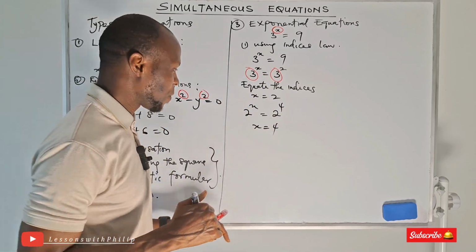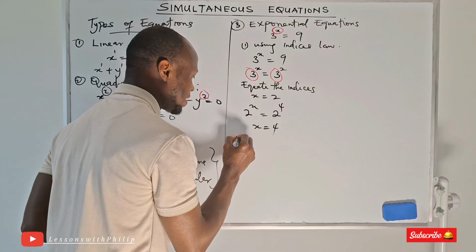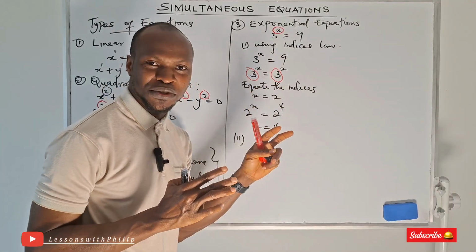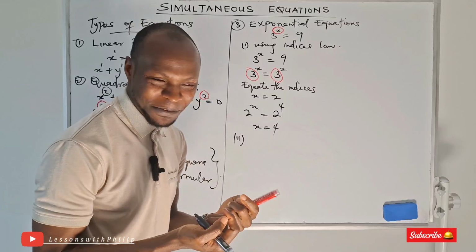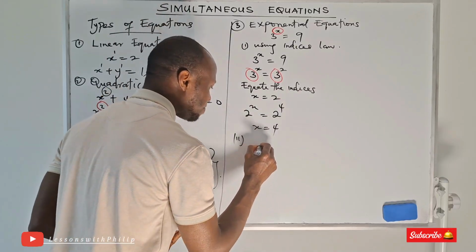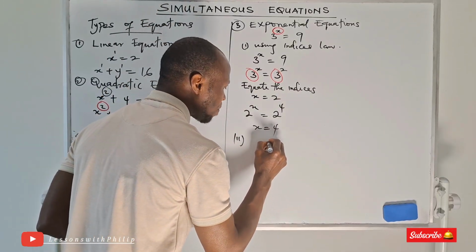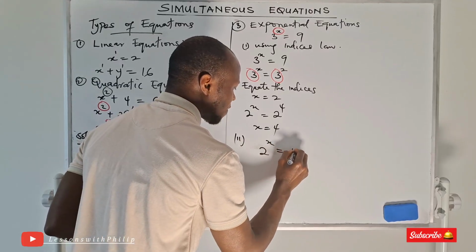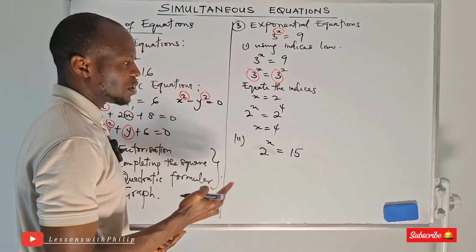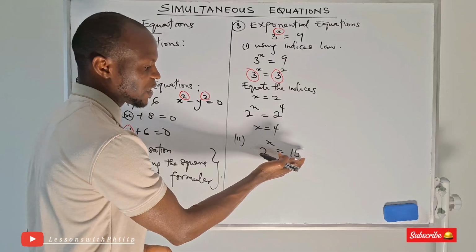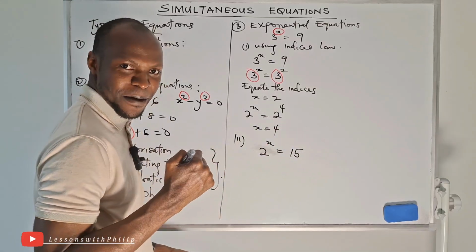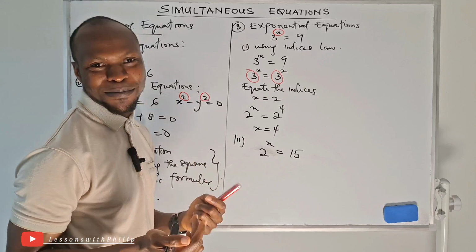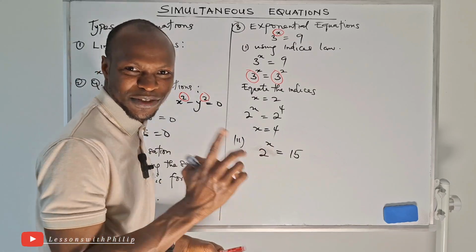You'll understand better. Okay? Now, in some other cases, there are some exponential equations that take logarithm to solve them. For example, if you have 2 raised to power x equals 15, you can't solve this directly because 15 is not a perfect power. So the only way to solve this is by using logarithm laws. Let me try to solve this so that you understand.